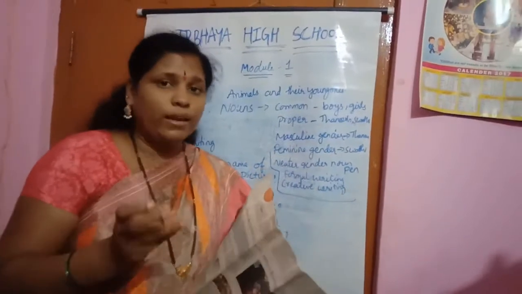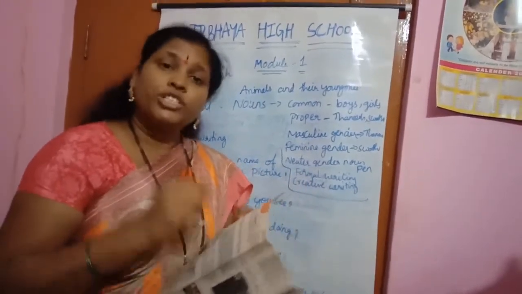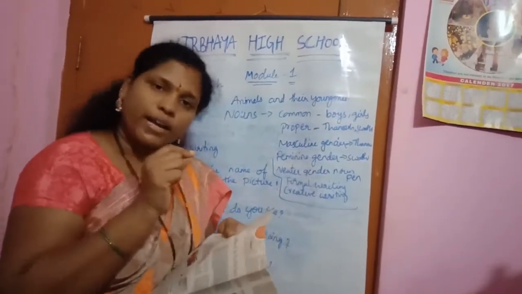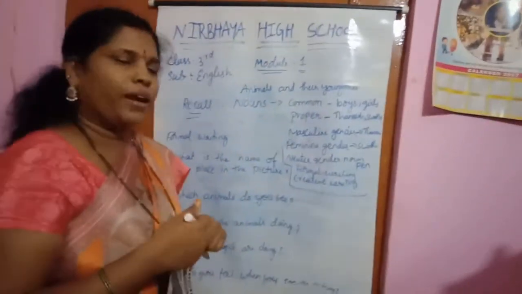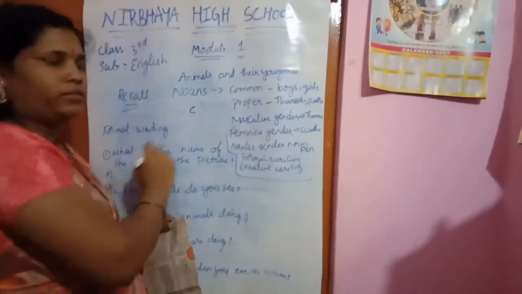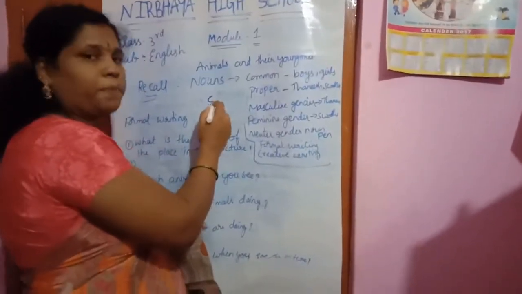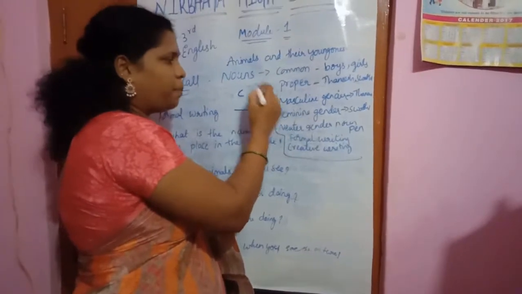Take 2-3 color pencils, shade one noun, underline another noun. Or when you are underlining, you can write C for common. Underline the word and write C above it. Underline the word, write P above it.